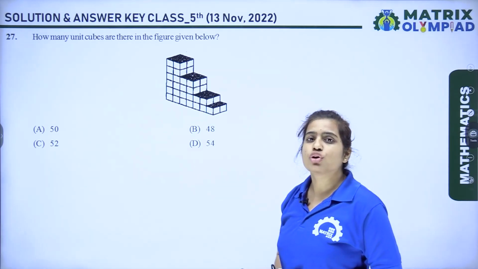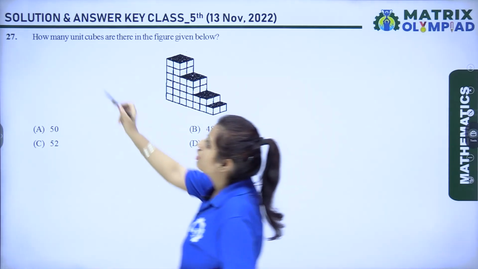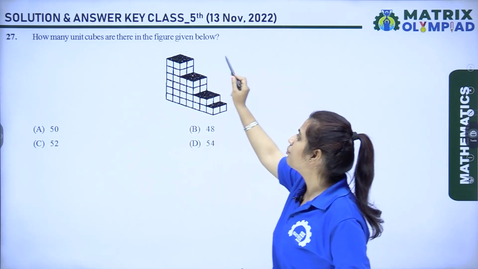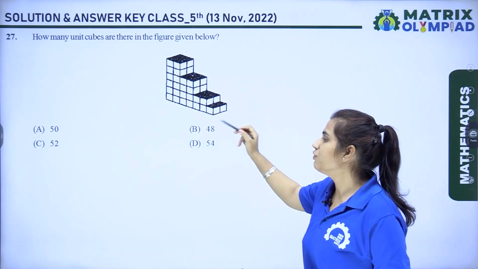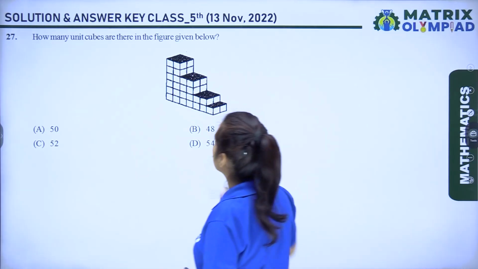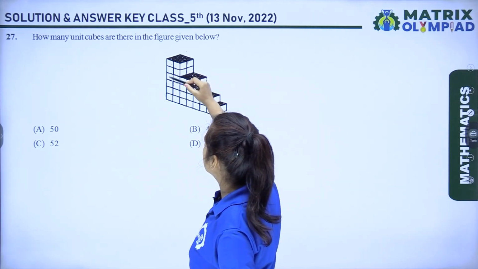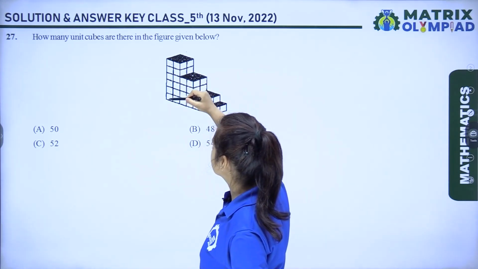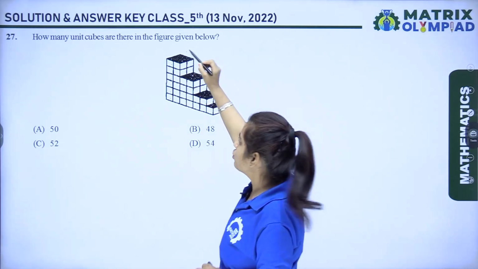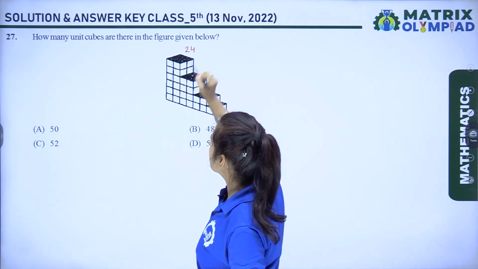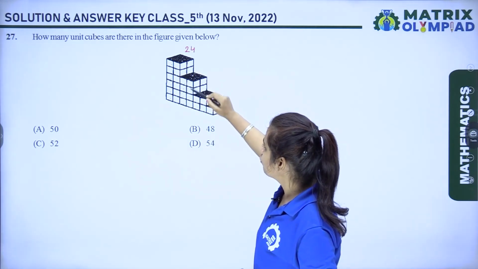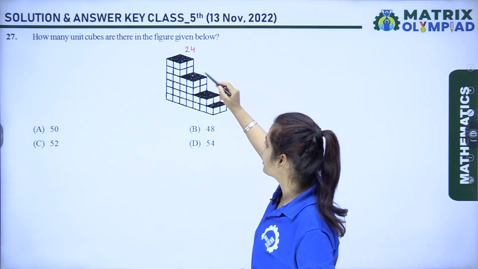Now let's solve question number 27. How many unit cubes are there in the figure given below? So this is the figure. We have to find out total number of unit cubes. Let's count the total number of cubes. It's 1, 2, 3, 4, 5, 6. 6 plus 6 is 12. 12 at the back also. So total is 24. Now here 1, 2, 3, 4. 4 plus 4 is 8. 8 at the back.